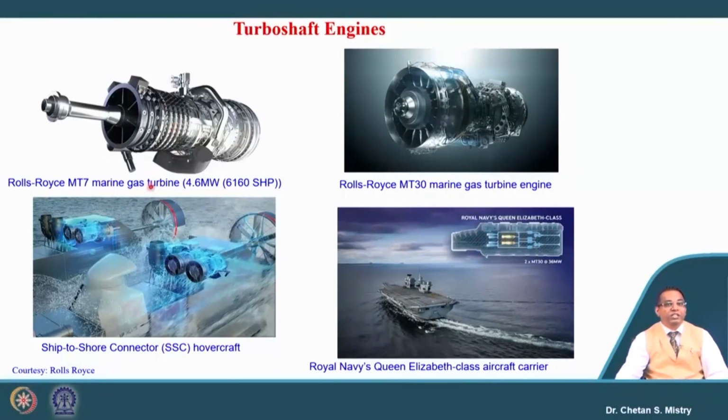Here in this case, this is connected with a hovercraft. If you look carefully, this hovercraft shaft is connected with this gas turbine engine, and that gives the high speed achieved by this hovercraft. Similarly, these engines also have marine applications. This is the Royal Navy Queen Elizabeth carrier. You can imagine a lot of aircraft are placed on it, and moving it requires a huge amount of power in order to propel.